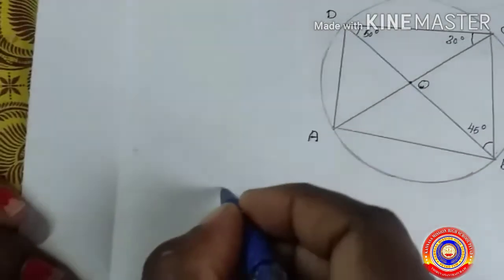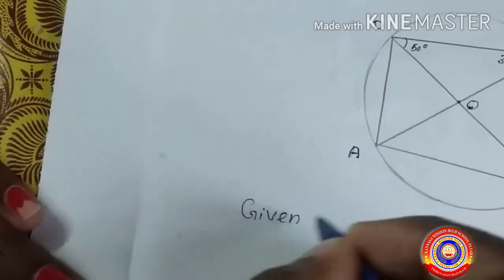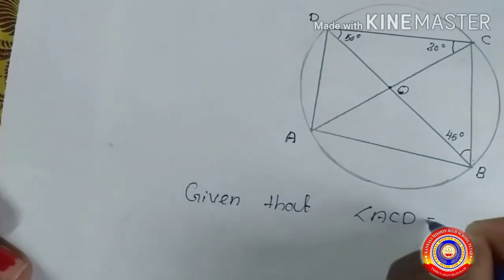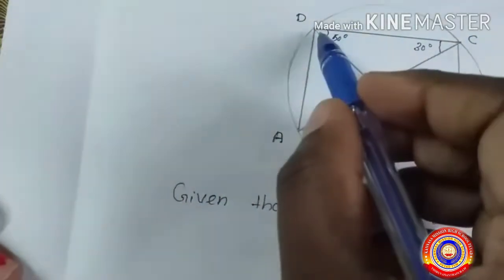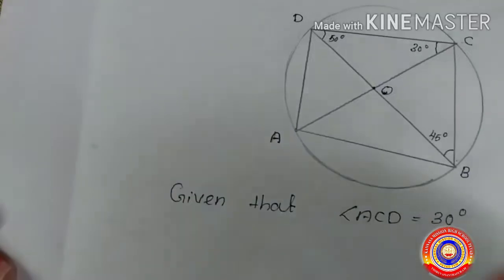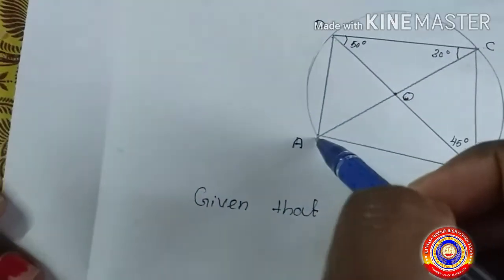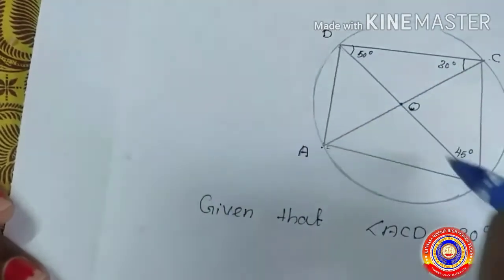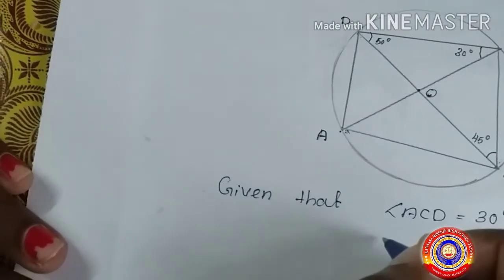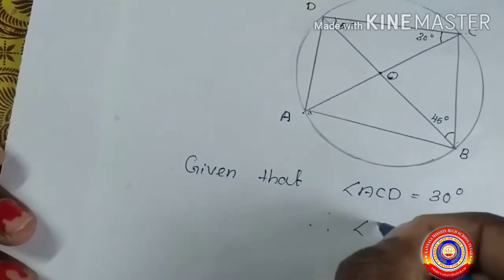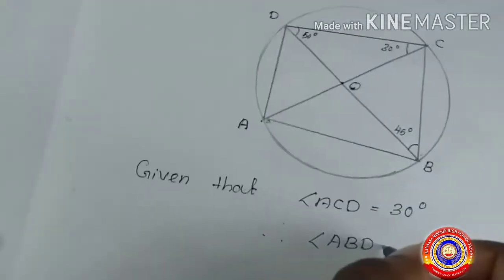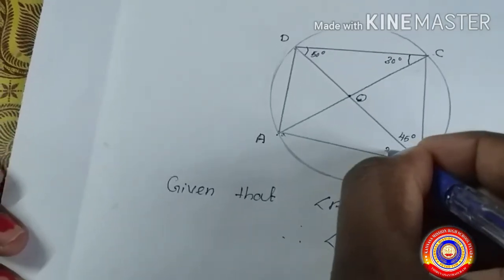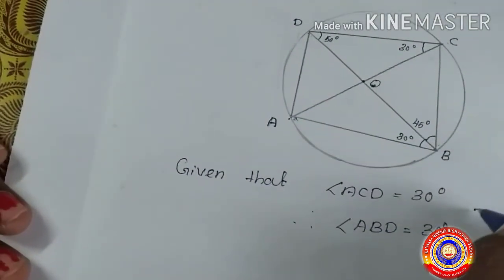First, given that angle ACD equals 30 degrees. Angle ACD is formed from the chord AD. So there is another angle formed from the same chord AD, that is angle ABD. So we can write angle ABD equals 30 degrees, because these two angles are formed from the same chord AD.